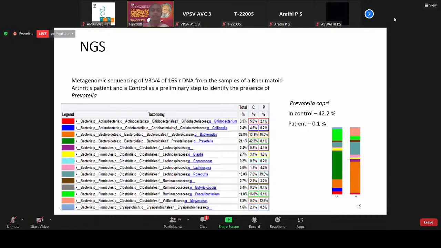So therefore, we went for gene expression analysis of 10 healthy volunteers, from which we could find out that 80% of the control samples presented with high abundance of both the species, Prevotella copri and Histicola.